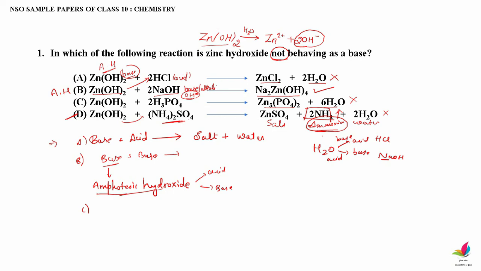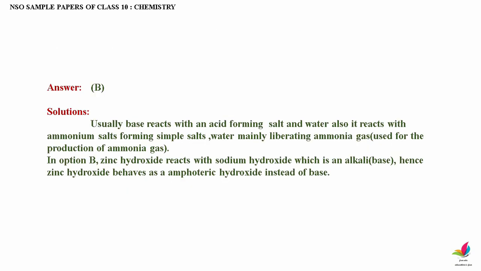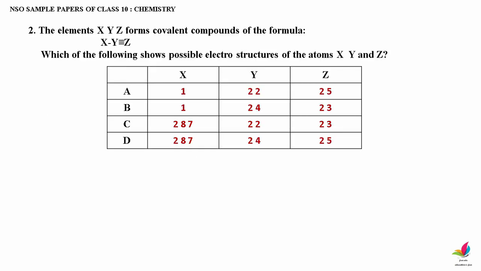so that's why this is not the correct answer. So the only correct answer that we are getting is B. In this case zinc hydroxide is not acting as a base, instead it is acting as an amphoteric hydroxide, remember. So here you have the answer, you can see it is B, and even the solution is given. If you want you can go through this. So let's move to the second question.